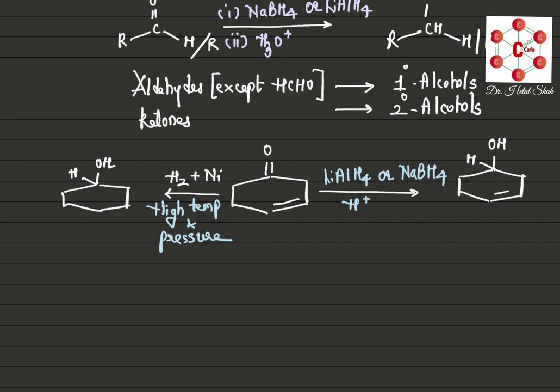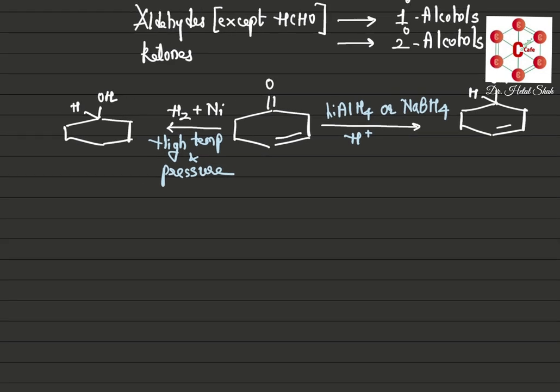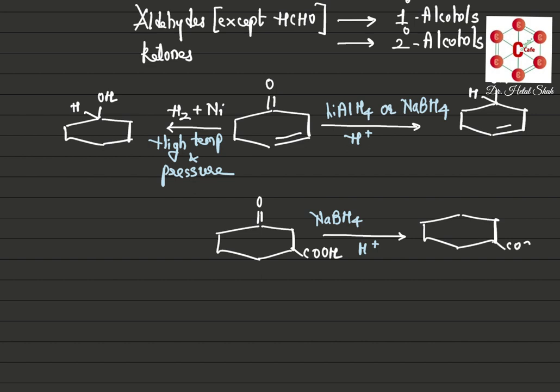One more thing here. If you have a system like this with COOH here, remember, if you take NaBH4 and H plus, the product is going to be this. A secondary alcohol. COOH doesn't get affected.